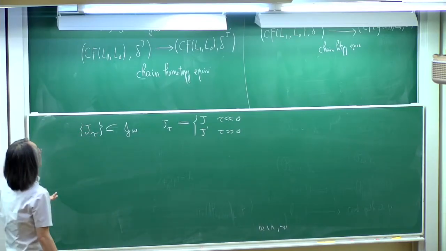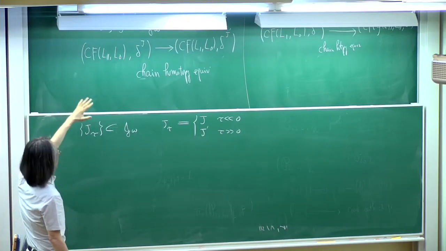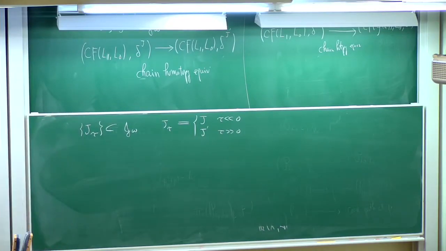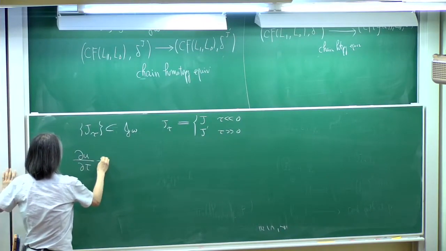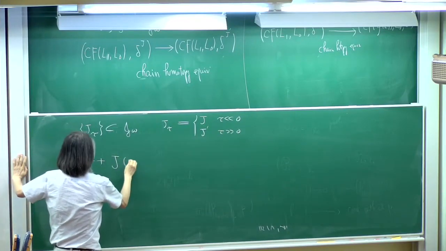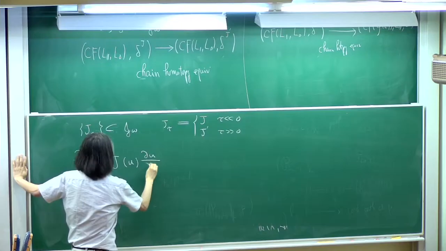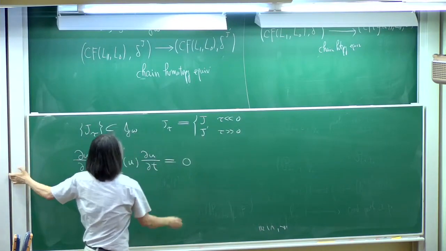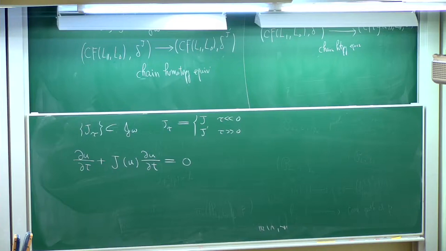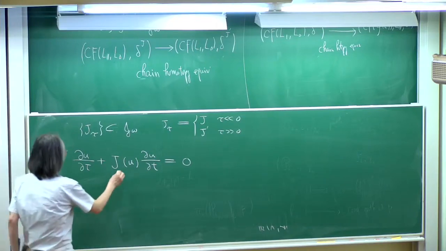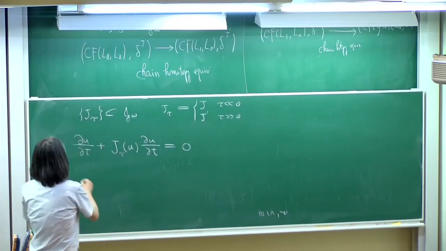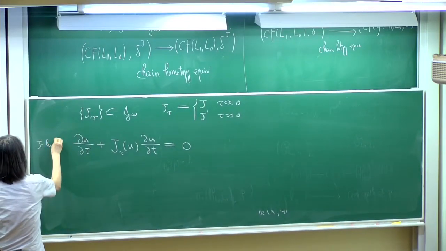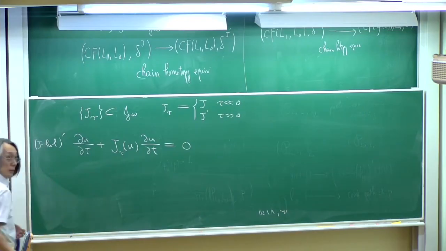And now, in this case, you have fixed Lagrangian boundary conditions. So when you consider this, du/dtau plus J(u) du/dt is equal to 0. This is the original equation for these Floer trajectories. But now I put tau here. So this is one way. This is actually the J-holomorphic equation, but modified a bit by this.